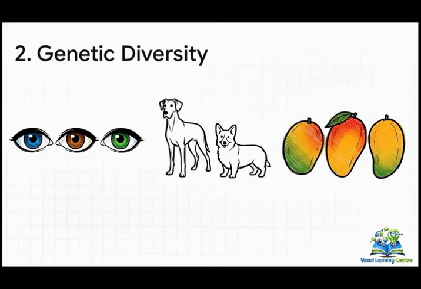And you see examples of this all the time. I mean, just look at people. We have different eye colors, hair colors, you name it. Or think about dogs. A tiny Chihuahua and a giant Great Dane are the same species, but they have incredible genetic variety. It's the same for our food too, like all the different kinds of mangoes you can find.